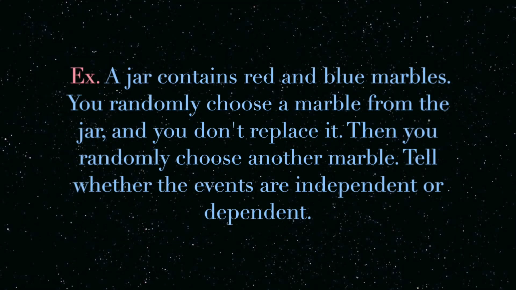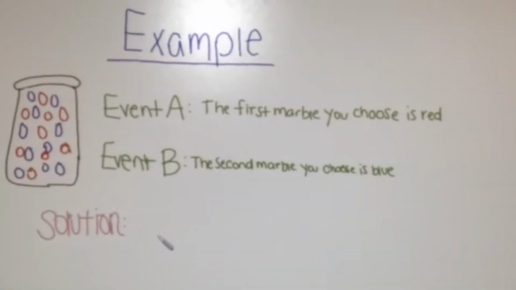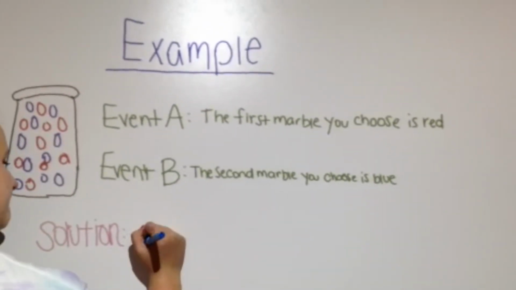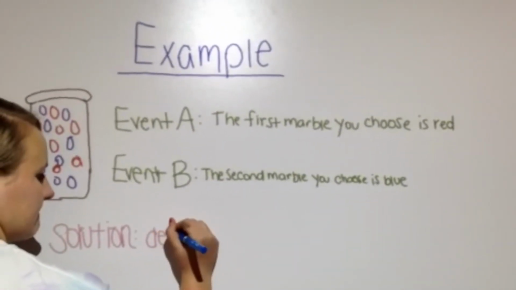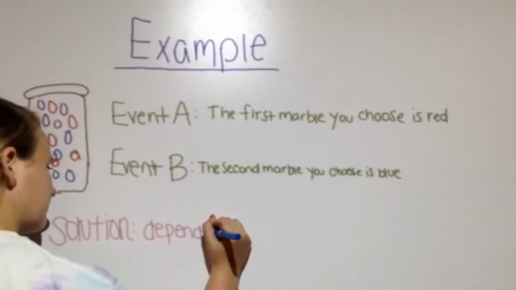Independent and dependent events. A jar contains red and blue marbles. You randomly choose a marble from the jar, and you do not replace it. Then you randomly choose another marble. Tell whether the events are independent or dependent. Event A. The first marble you choose is red. Event B. The second marble you choose is blue. Solution. After you choose a red marble, fewer marbles remain in the jar. This affects the probability that the second marble is blue, so the events are dependent.